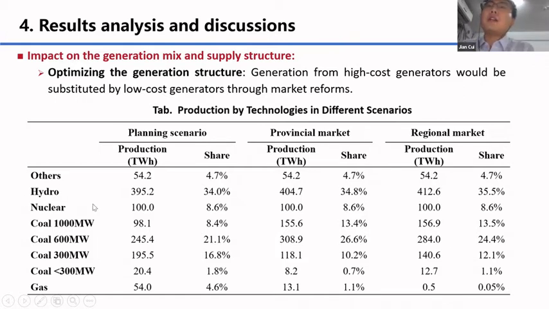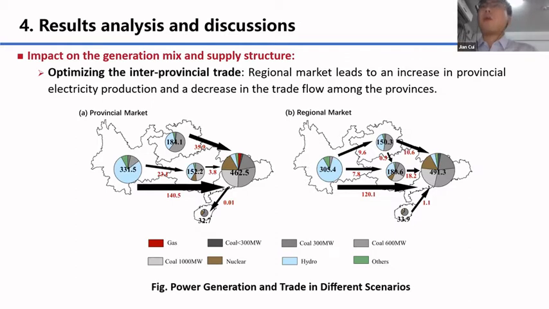And for hydropower, you can see that it will increase with the market reform and with the market integration. It implies that the curtailment of the hydropower can be reduced by the market reform and the market integration. And then is the interprovincial trade result. This map, panel A shows the interprovincial trade and the generation structure of each province in the provincial market scenario. And panel B is the regional market scenario.